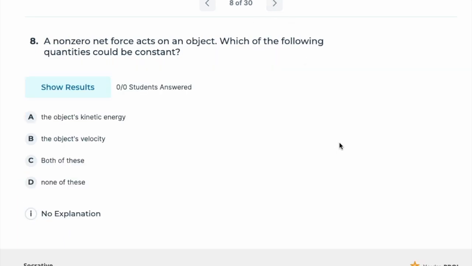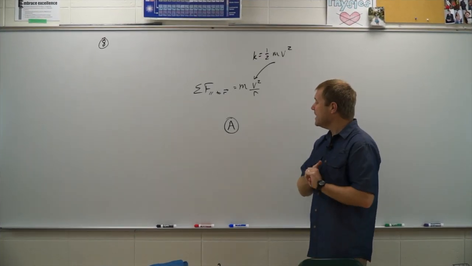A non-zero net force acts on an object. Which of the following quantities could be constant? All right, so a little tricky here.